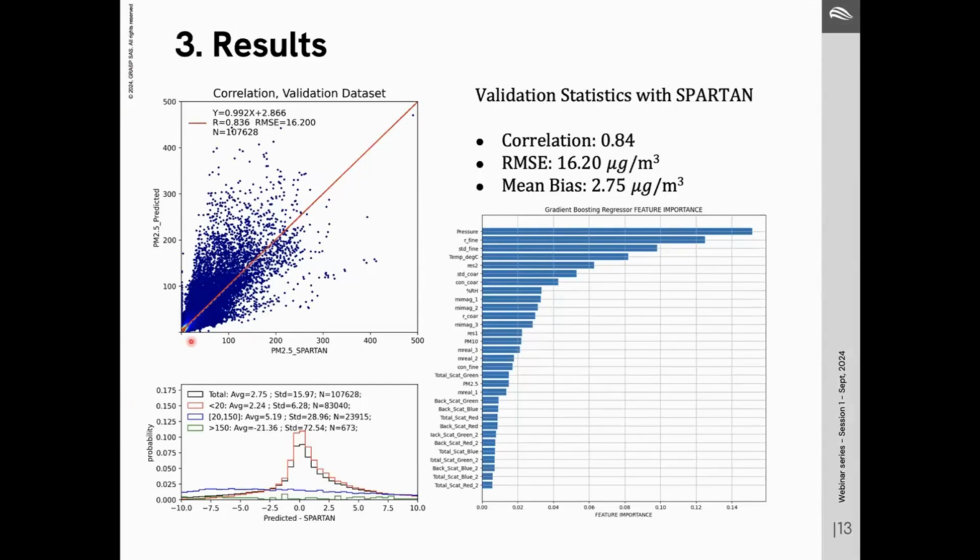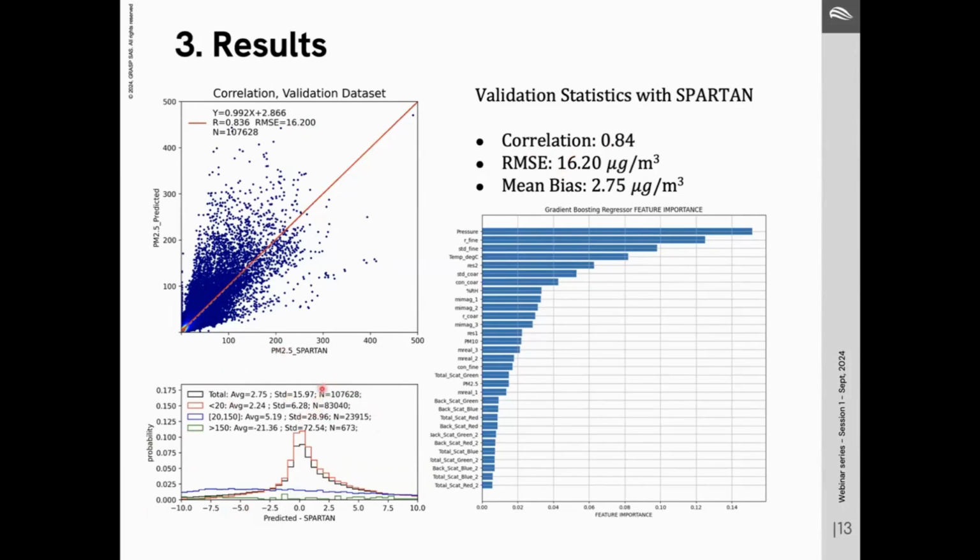Here, I show the overall validation of the PM2.5 retrieval over all 18 sites. The x-axis is the PM2.5 mass concentration provided by the SPARTAN, and the y-axis is our PM products. As you can see, in general, the correlation is very high. The correlation coefficient is 0.84, the mean bias is around 3 micrograms per cubic meter, and the RMSE is around 16.2. And here in the bottom panel, I provided the probability density function of the bias.